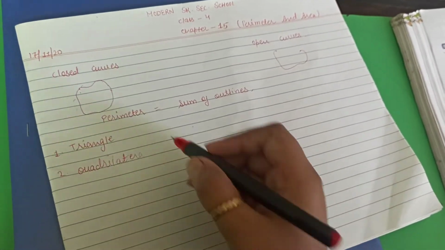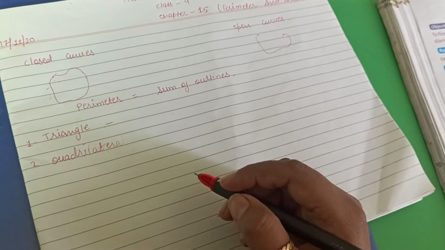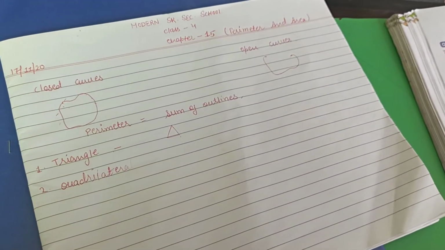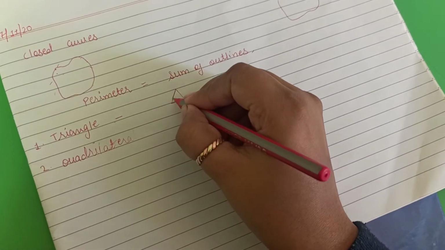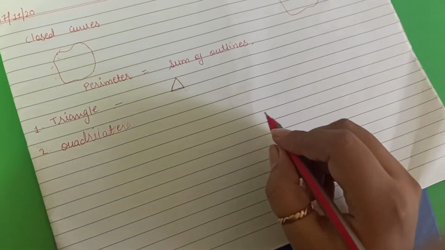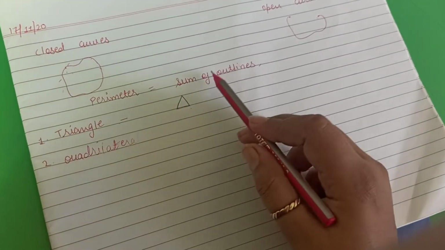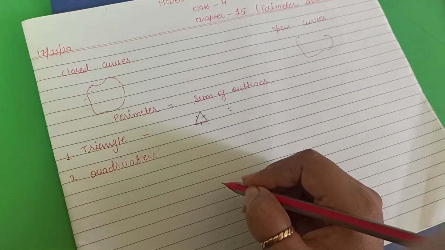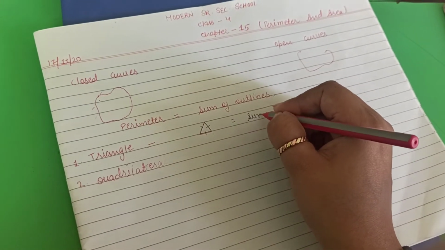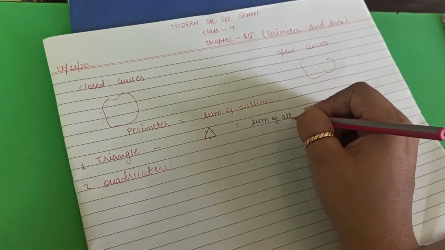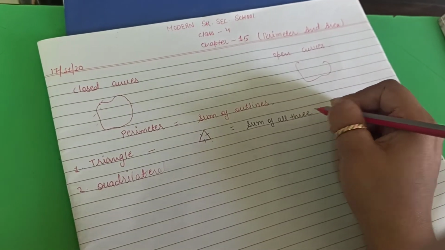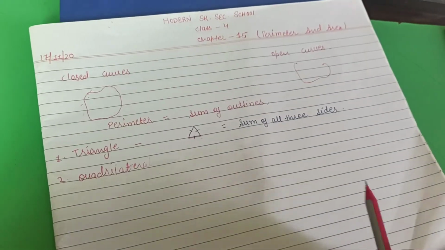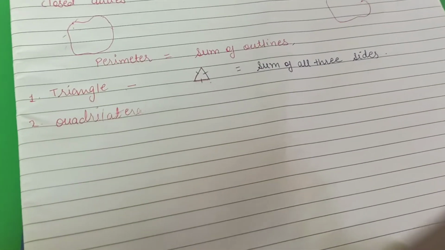What do you mean by a triangle? A figure made with three sides like this, right? This is the shape of triangle. So again, perimeter means sum of outline. How many sides are there? 1, 2, 3. So perimeter of a triangle means sum of all three sides, right? The perimeter of a triangle is the sum of all three sides.